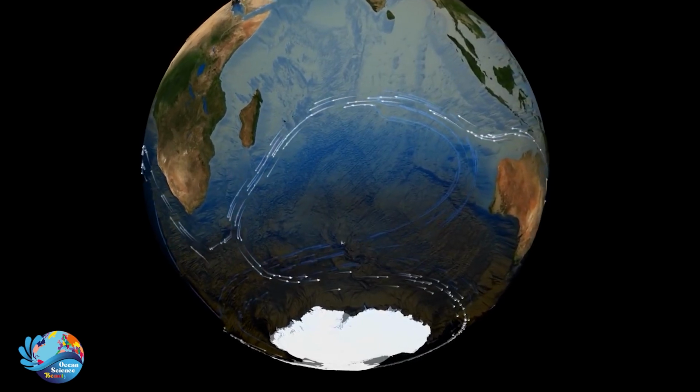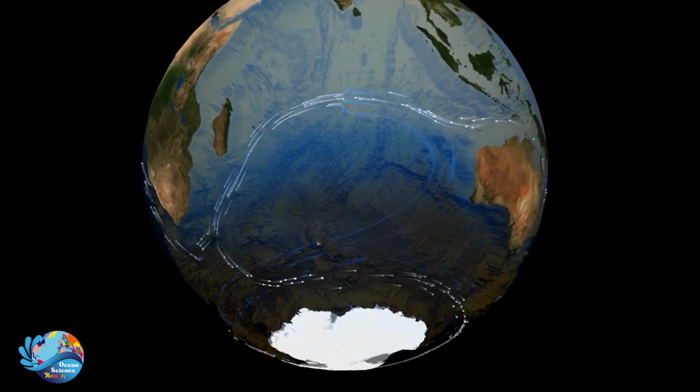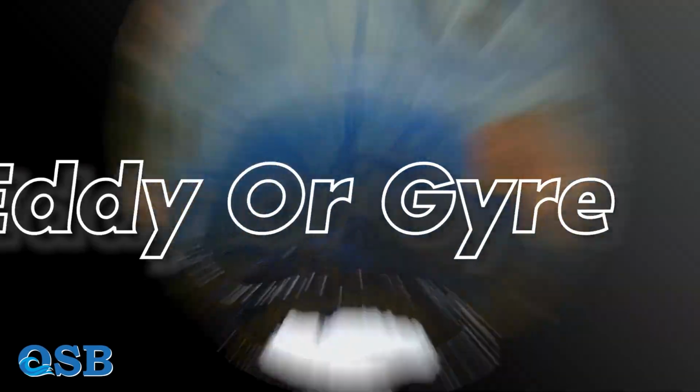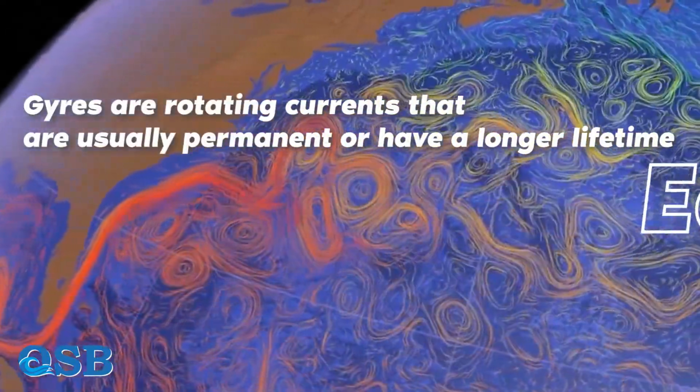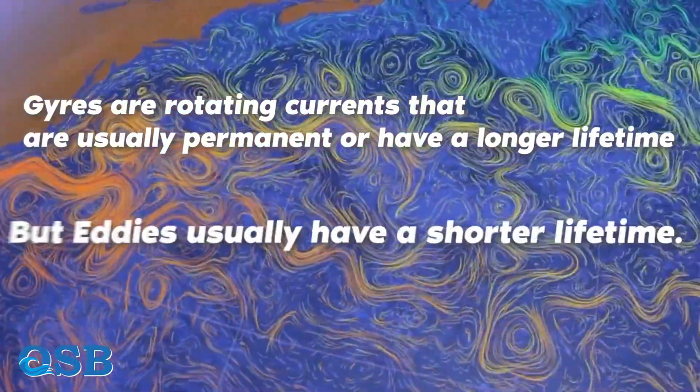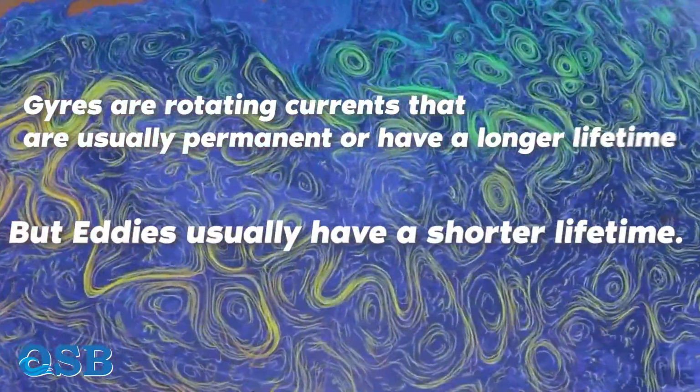So, we can observe many currents when moving on the surface of the ocean with circular paths. We name them eddy or gyre. Gyres are rotating currents that are usually permanent or have a longer lifetime, but eddies usually have a shorter lifetime.